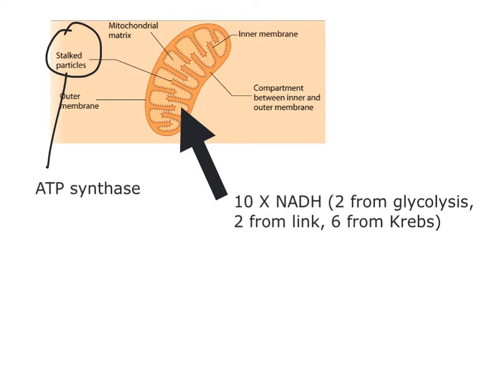We also remind ourselves of what we've got in the matrix, so that's the 10 NADH or reduced NAD, 2 from glycolysis, 2 from the link reaction, 6 from the Krebs cycle, and we've also got our 2 lots of reduced FAD, again another type of coenzyme that came from the Krebs cycle. So they're available in the matrix of the mitochondria and, I'll show you on the next slide how they're involved in the electron transport chain.